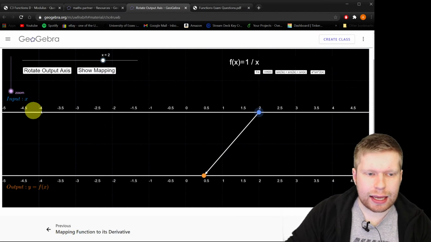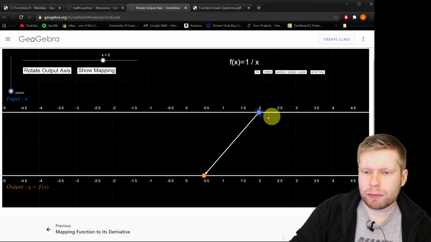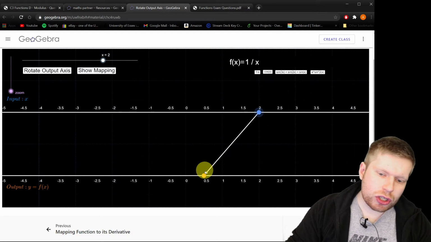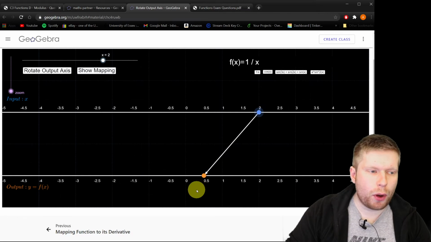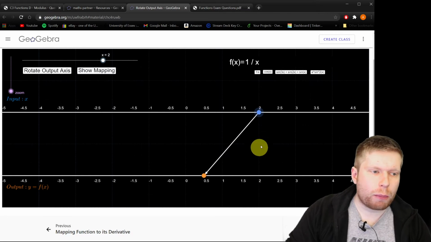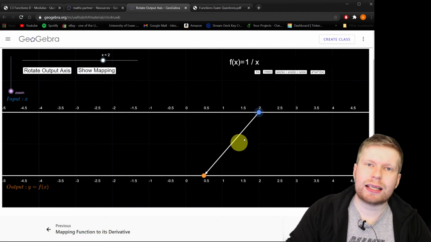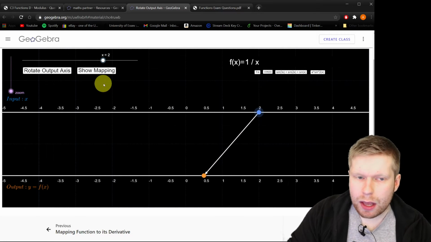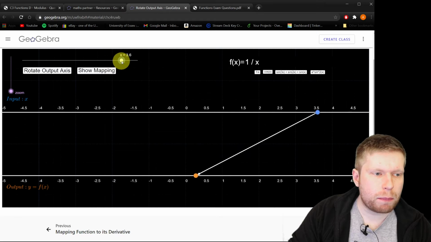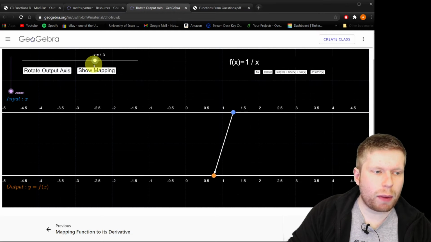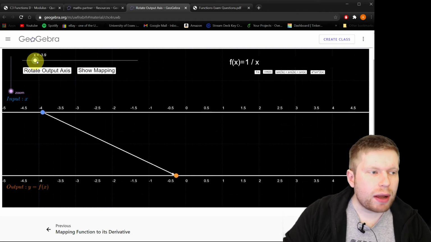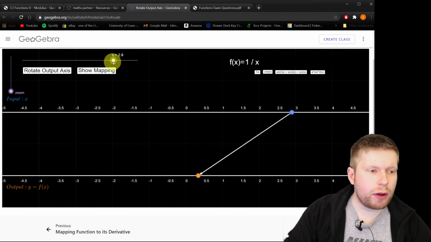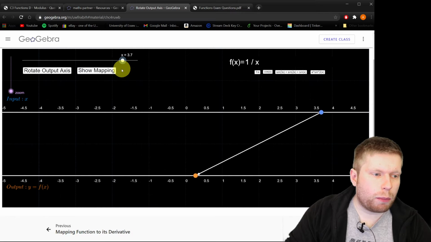I'm basically taking a value from my input number line and drawing a line to see where it would end up on the output number line. So the blue circle represents my input, the orange circle represents the output, and then I'm just seeing how they're connected together with this line here. You can see that as I change my input, my output is changing. So this is just a way of visualizing my function. I'm just taking my input and seeing where it would end up on my output number line.